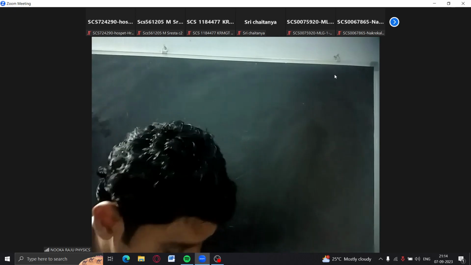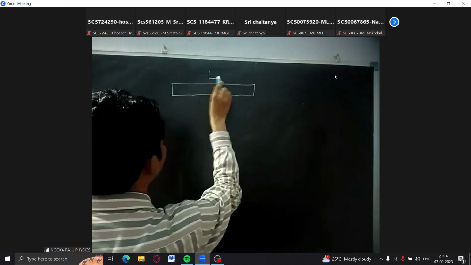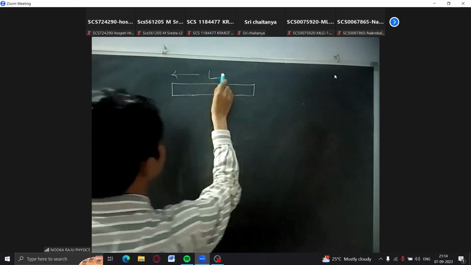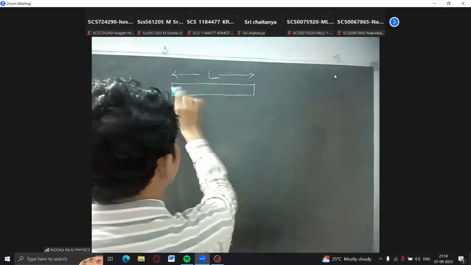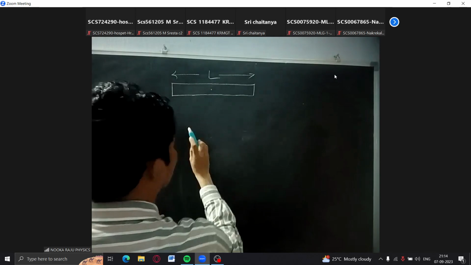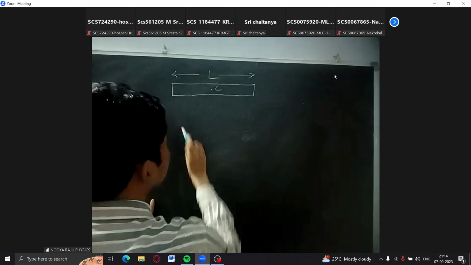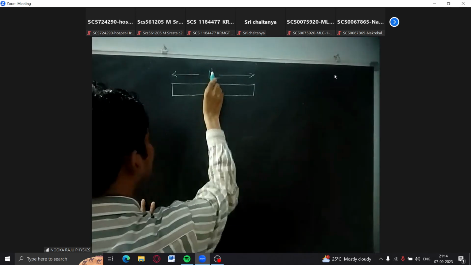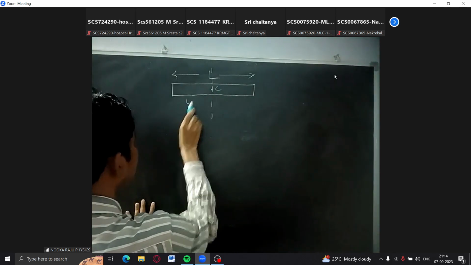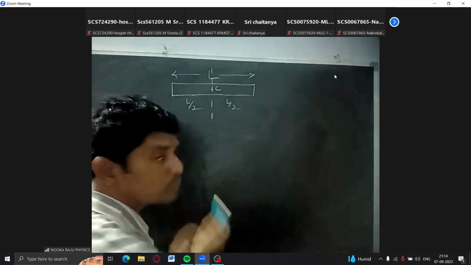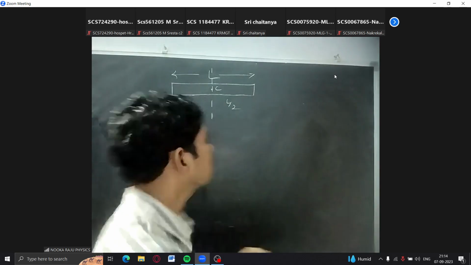So in that example, this is a uniform rod of length L. The center of mass is exactly located at the center of the given body, like C. So this is the center of mass of the given body. That means the separation is L by 2 and also L by 2. Is it okay? Yes, sir.